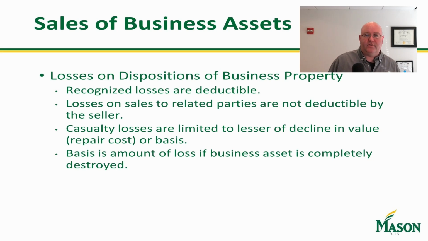Now, sale of business assets, we really talked about this in Chapter 11, where we said, look, losses are going to be deductible if they're recognized. Losses on sales to related parties are not deductible by the seller. So you can't sell it to somebody else for a loss and then say, okay, I want to take the loss now. That's not how that works.